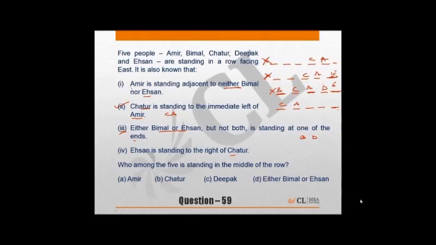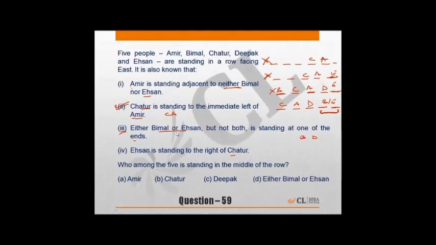Now, since B and E cannot be next to A, that means B and E will have to be here. It could be B here or B here or E in one of these places. So, these two places are occupied by one of them. And which means this place has to be occupied by D. Does it satisfy all the conditions? Yes, Amir is standing adjacent to neither Bimal nor Ehsan. Yes, Amir is not standing adjacent to B or E. This we have already ensured.